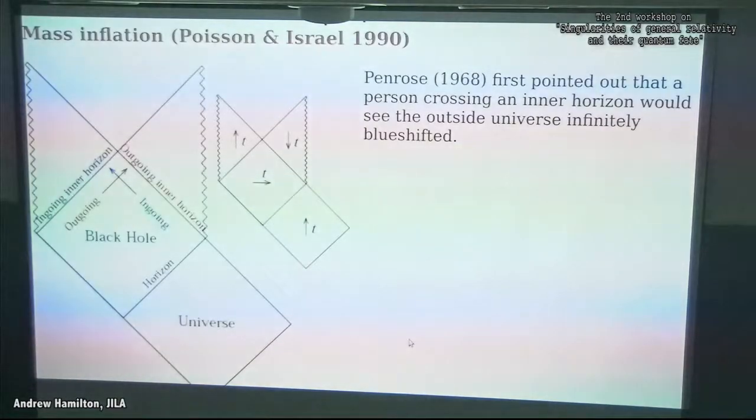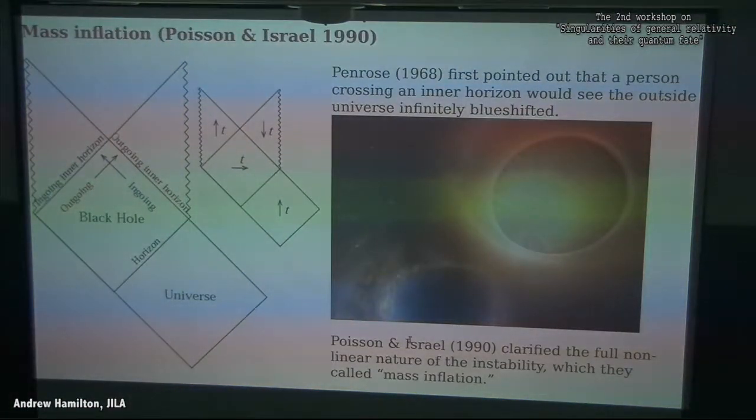Okay. So crazy stuff happens when you pass through the inner horizon of a black hole. In particular, Roger Penrose first pointed out that a person crossing an inner horizon would see the outside universe infinitely blue shifted. And that remained kind of a conjecture for a while, but Eric Poisson and Werner Israel in 1990 clarified the full nonlinear nature of the instability, which they called mass inflation. Mass inflation is driven by cross-flow between outgoing streams and ingoing streams near the inner horizon.